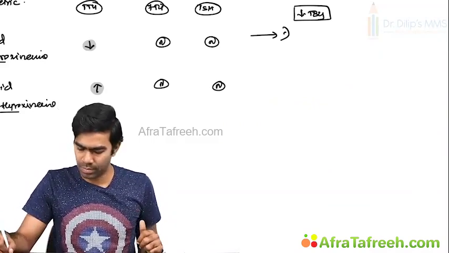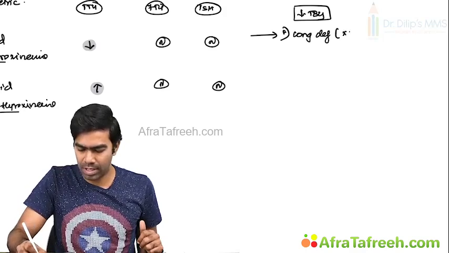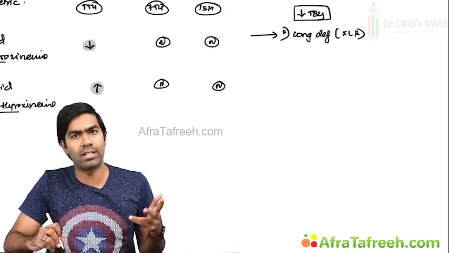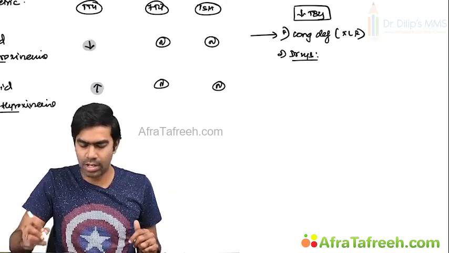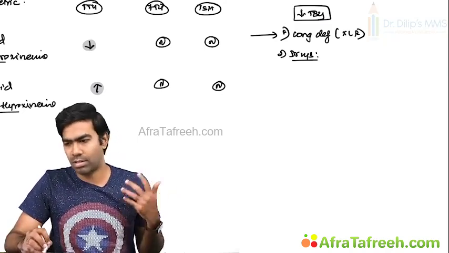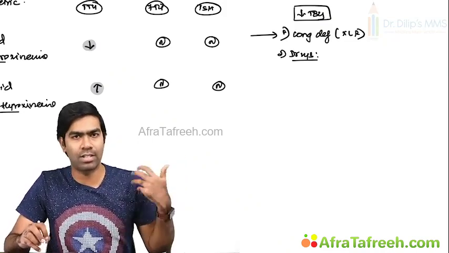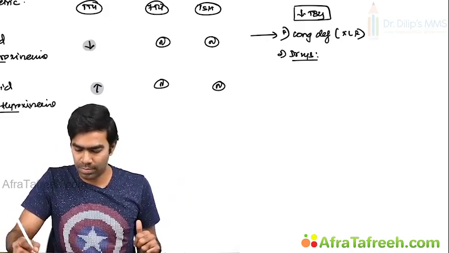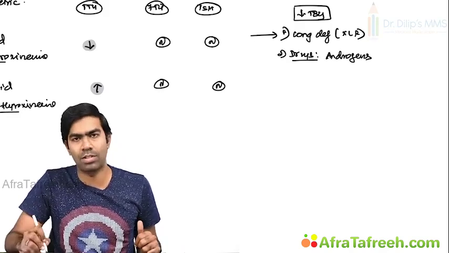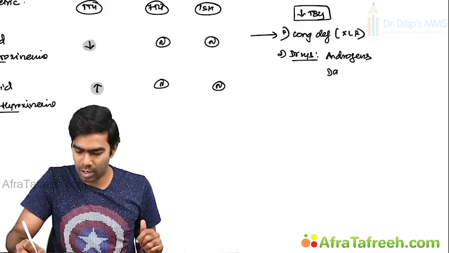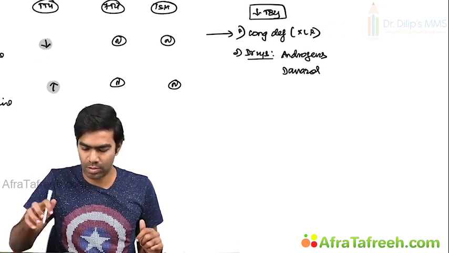One is your congenital deficiency. Very rare, but it can happen. That is inherited as an X-linked recessive disorder. Second, certain drugs can reduce the TBG. In the context of drugs, we have discussed already in detail in the physiology section. I'll just recap it. The most important being the androgens. You know that estrogens will increase TBG, androgens will reduce TBG. And along with androgens comes the danazol. It's an anabolic steroid only, like an androgen.